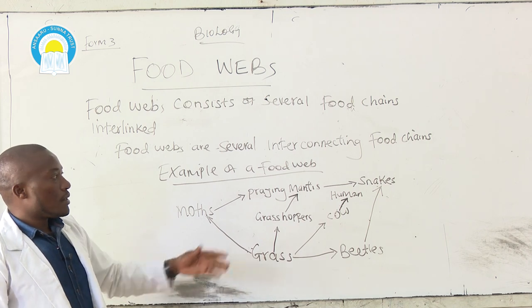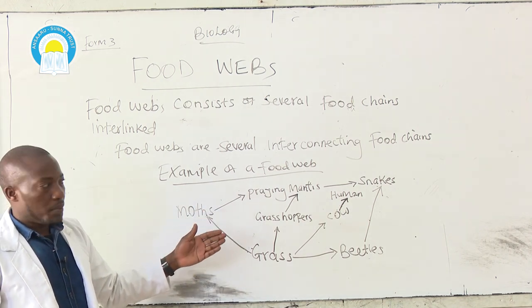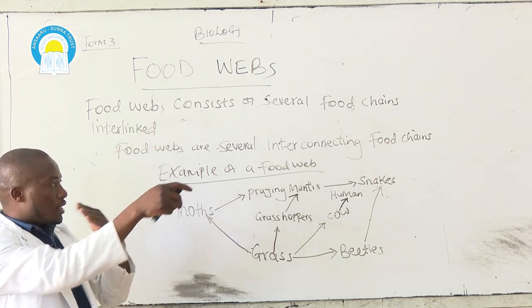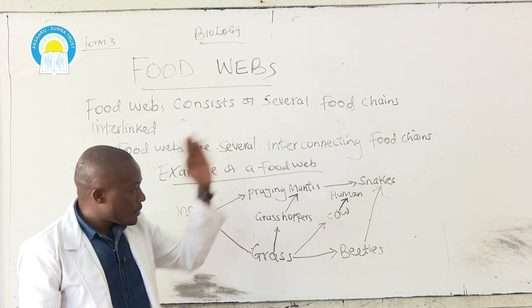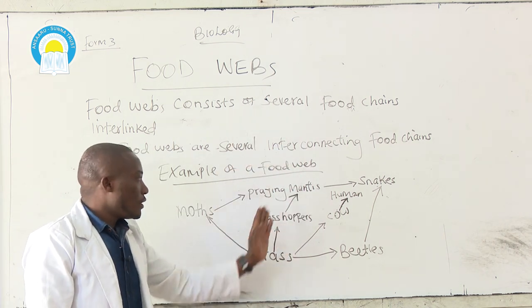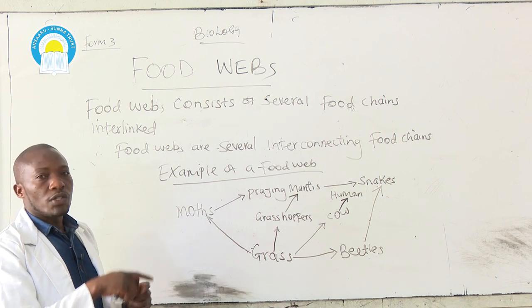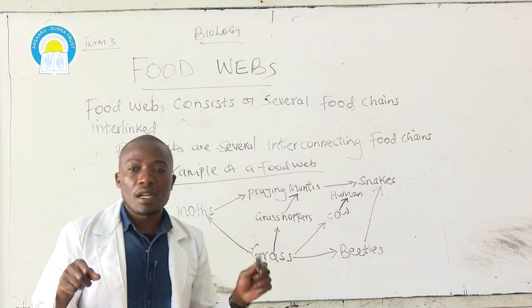So this is an example of a food web. It is a web, several interconnecting food chains. This is one food chain. This is another food chain in an ecosystem. And remember, this can exist in an ecosystem.